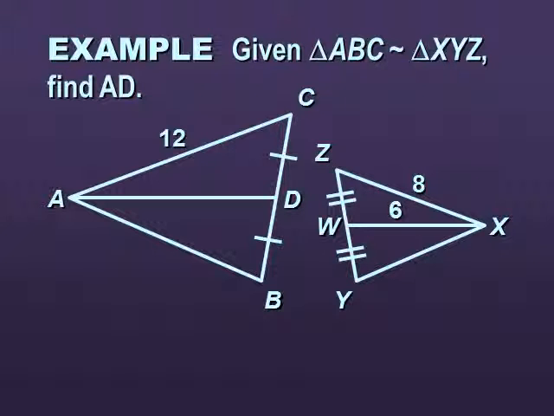We would be able to say that AD is to WX as AC is to XZ. So then we could plug in some numbers. We know AC is 12, we know XZ is 8, and we know WX is 6. So we would be able to find AD by cross multiplying. And if you did all of that math and reduced your fraction, you would end up with 9.